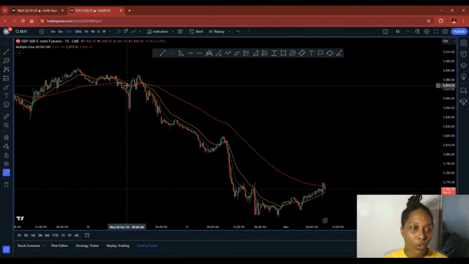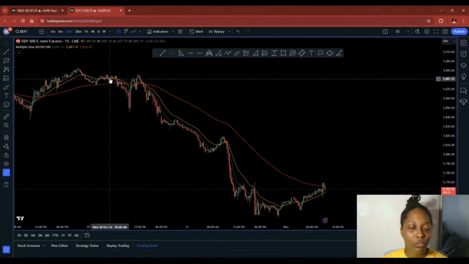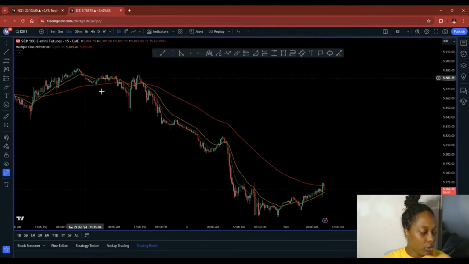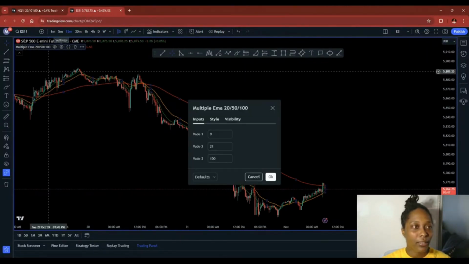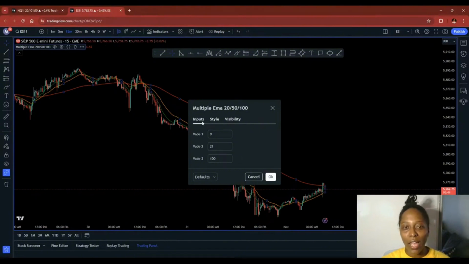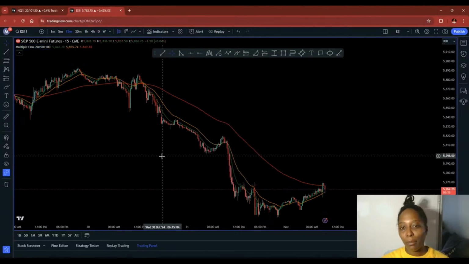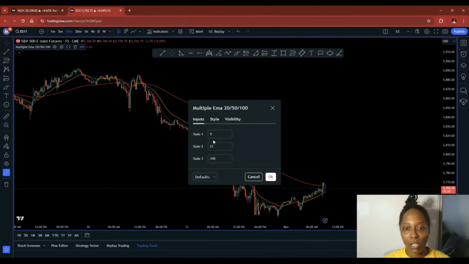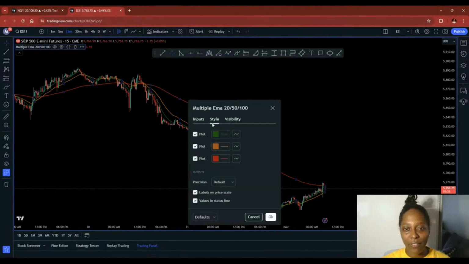So all of these, if you can refer back to math, at some point in grade school, we all had to plot points on a chart and connect the dots. That is what these lines are. So I have the multiple EMA. That is what I use. What I have for my inputs is 9, 21, and 100. Some traders are different. Some traders use the 20, the 50, and the 200. Me, I found that the 9, the 21, and the 100 work best for me. So that is what I have mine set at.